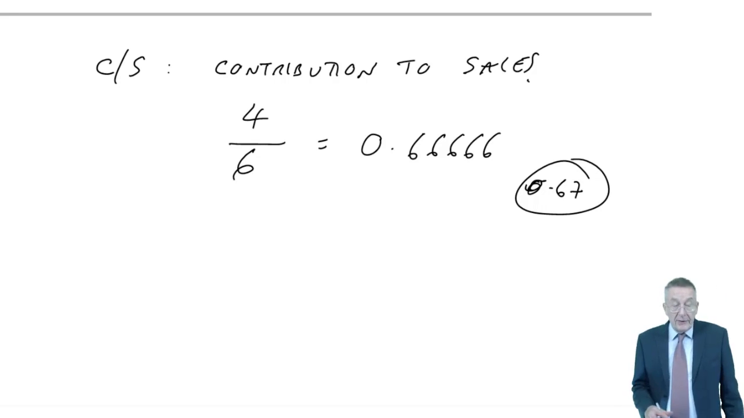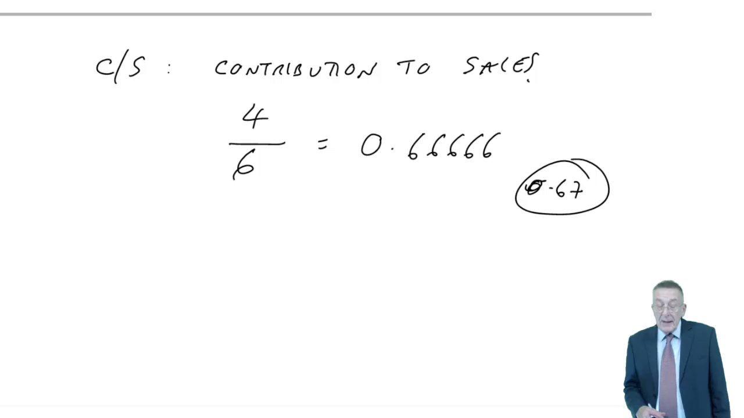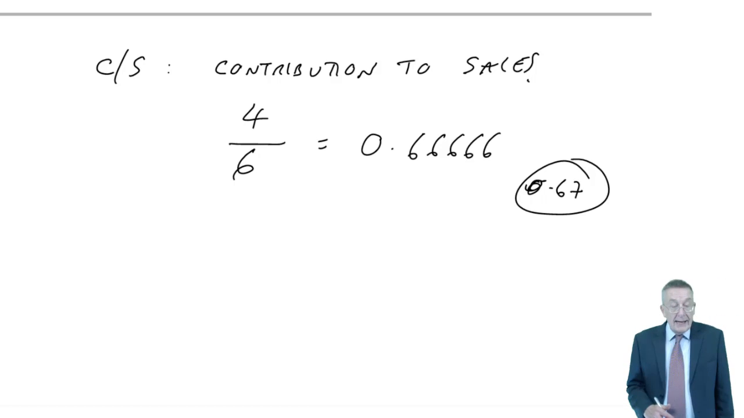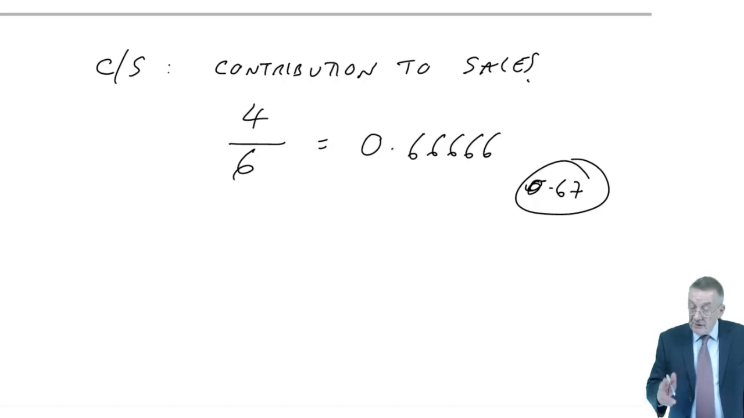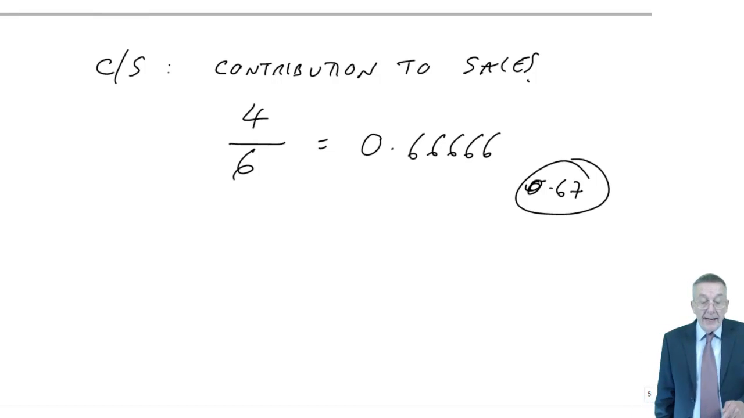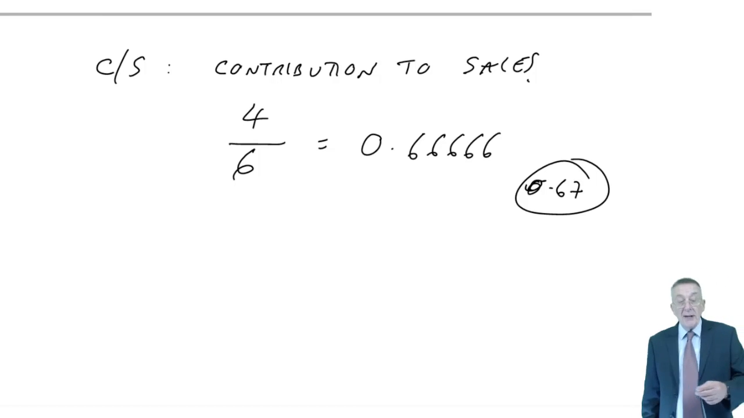And we can use that fact in a rather nice way. Look at example 3. Calculate the CS ratio, we've done it. And it says what sales revenue is needed to generate a target profit of 3,200.